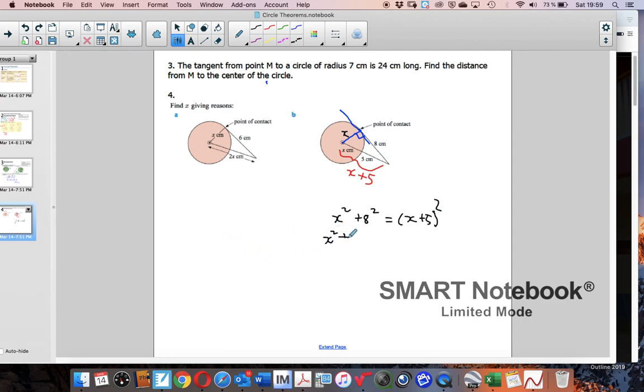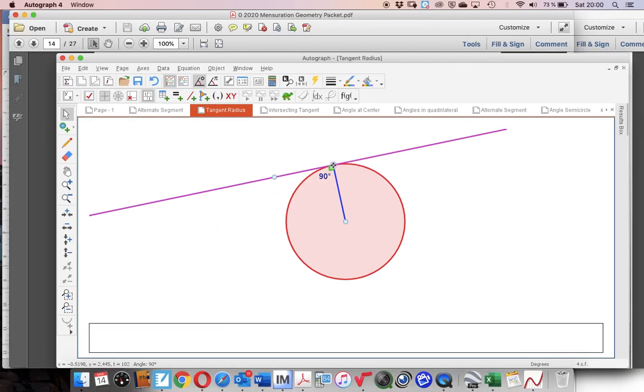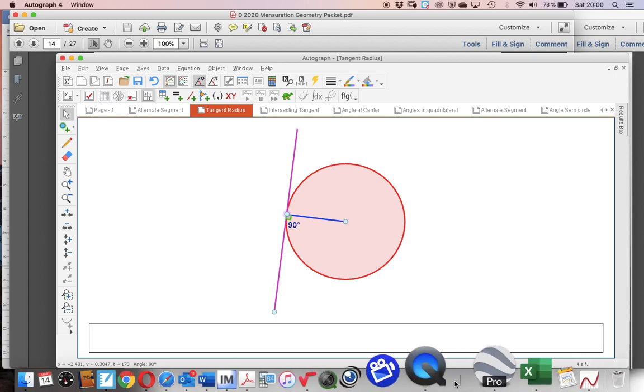From now on, you've done stuff like this. Foil it out carefully, and you're going to have x squared plus 10x plus 25. Lovely. I love when x squareds cancel out. So what do we got? We have 10x on this side. Let's take this over, and this is going to be 39, I believe. 44. Divide by 10, and you get x to be 3.9. Okay? So just remember radius, tangent, 90 degrees forever.